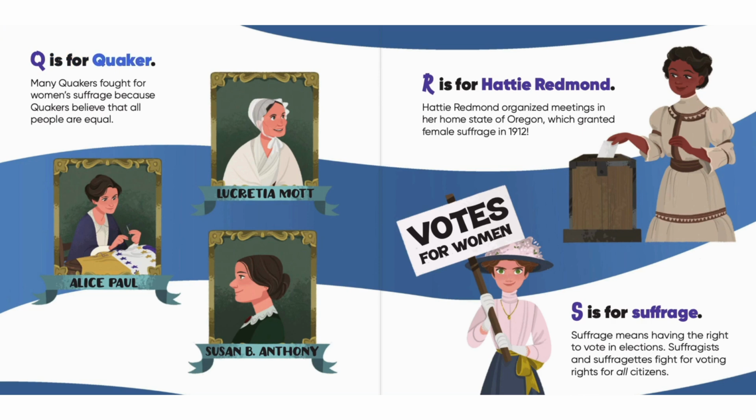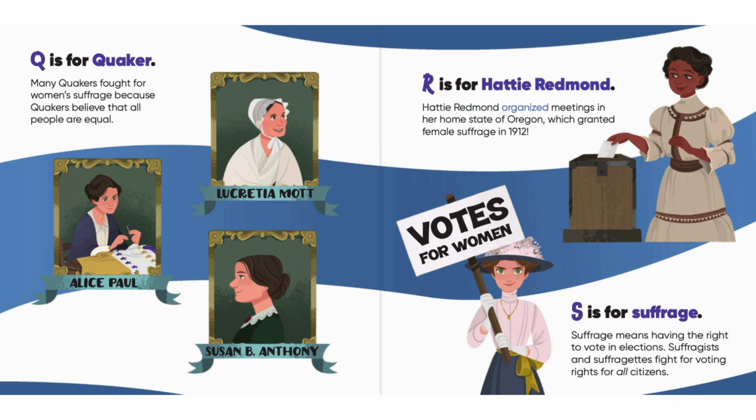Q is for Quaker. Many Quakers fought for women's suffrage because Quakers believed that all people are equal. Lucretia Mott. Alice Paul. Susan B. Anthony.